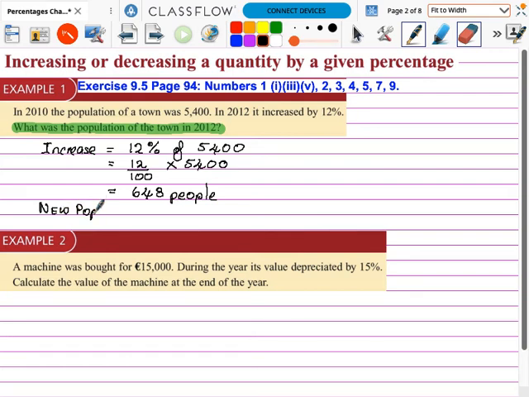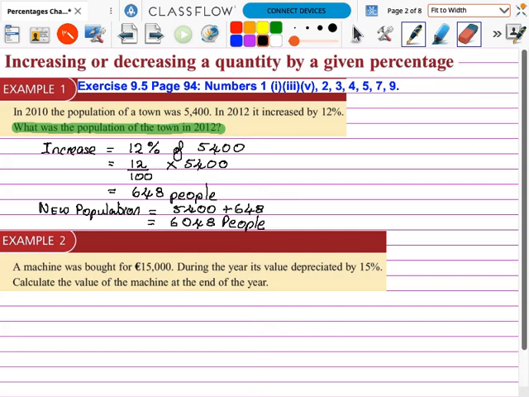So that's simple enough, because the new population is going to be equal to 5,400 plus 648, and that answer is going to be, well, once again, pause the video, think about it, do it in your head if you want, or use the calculator. Welcome back, and what you should have got is 6,048, and don't forget to write in people, because that's the unit of measurement.